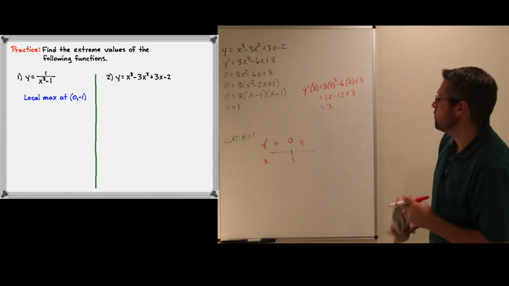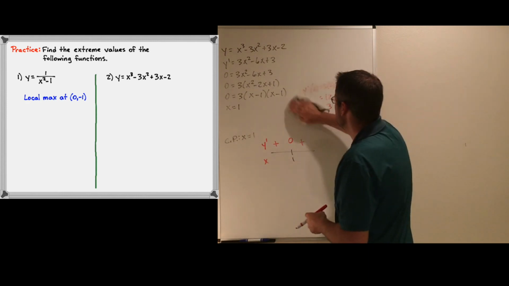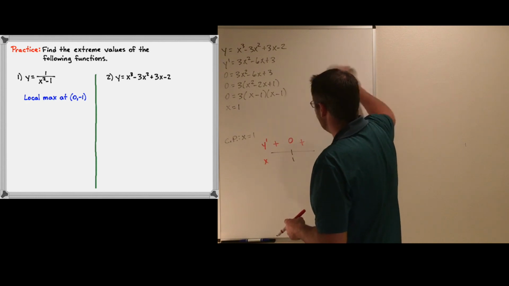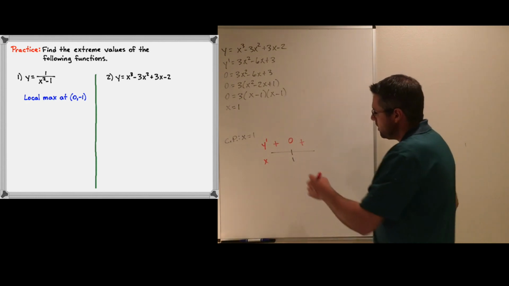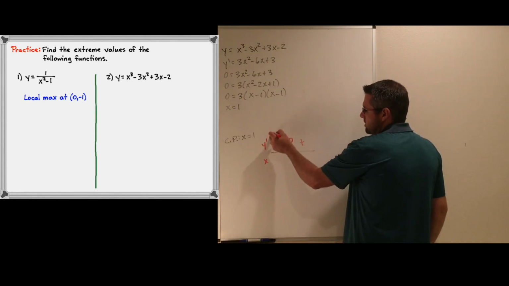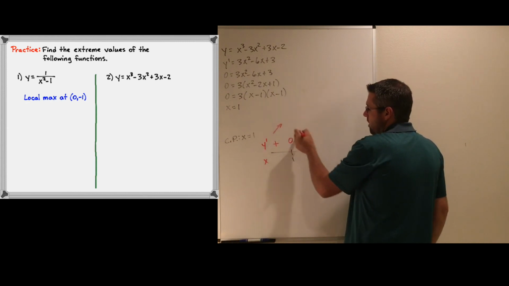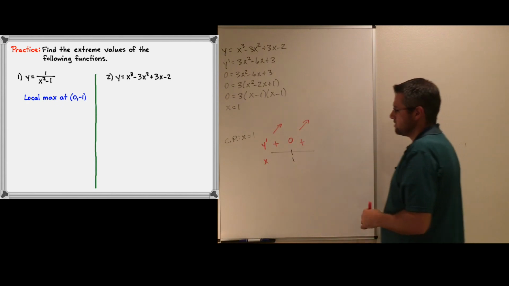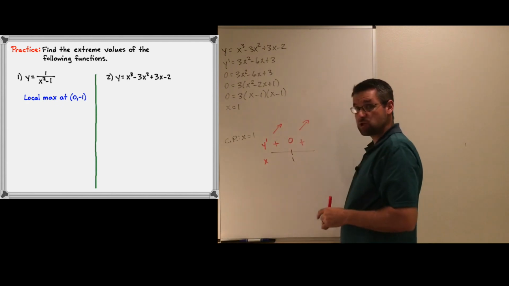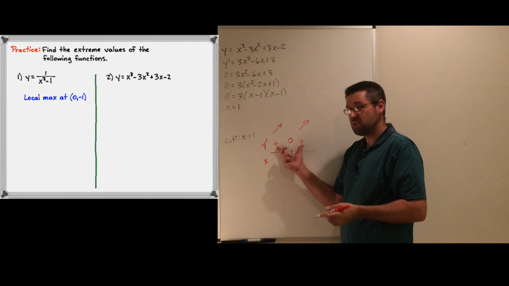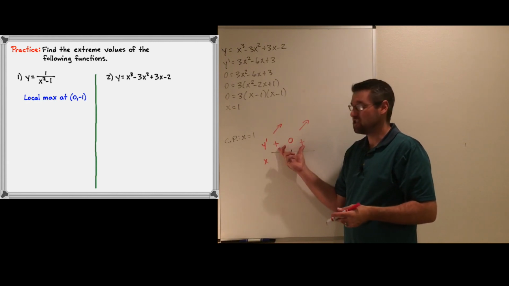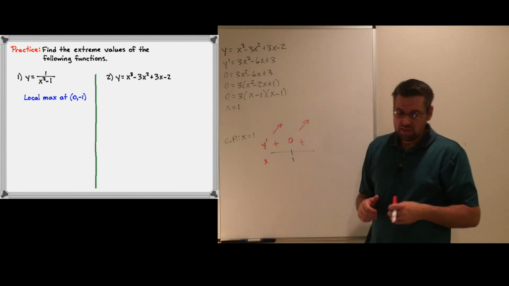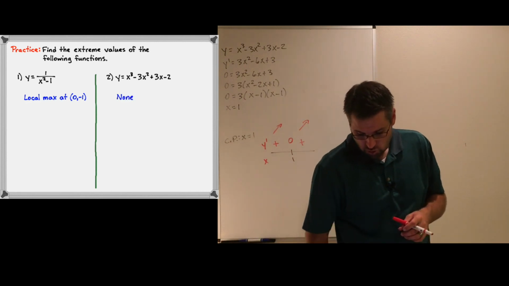So what does that tell us about the graph? What is happening with this graph at x equals 1? Well, we know that if y prime is positive, y is increasing. Y prime is positive again, so y is increasing. There are no other critical points. At this point there is no extrema because the derivative didn't change signs, which means the function did not change direction. So there is a critical point at x equals 1, but there is no extrema.